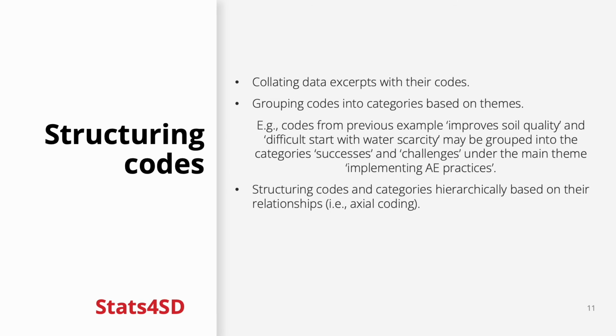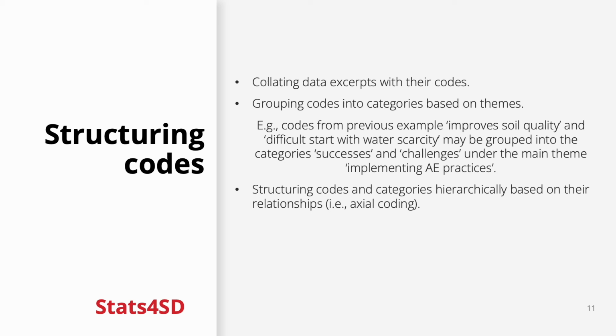The categories we have obtained, as briefly mentioned earlier when we looked at the coding approaches, will need to be structured based on their relationships, that is to say, the axial coding. This may require creating also main and subcategories or themes.